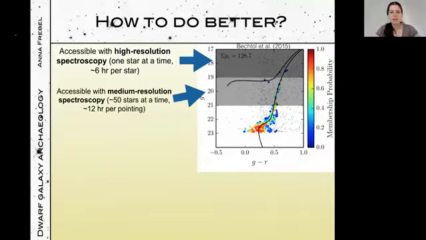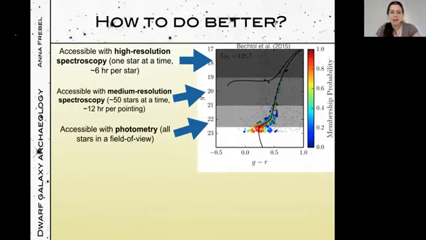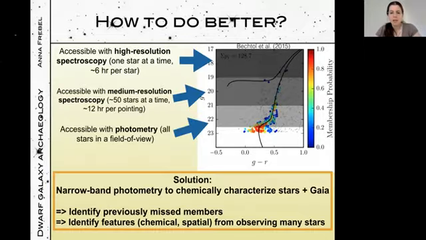Here's again a summary of what we can reach with high resolution spectroscopy. It's just the top end. Not much we can do. With medium resolution you could go fainter, and if you then do photometry in some way, you can reach almost all the way. And this story here is all about that, namely narrowband photometry that we have obtained to chemically characterize the stars in this dwarf galaxy, to identify members and features.